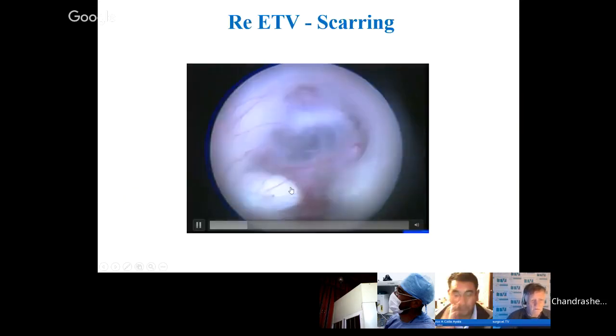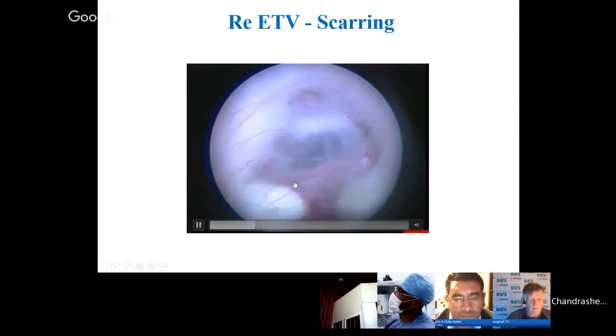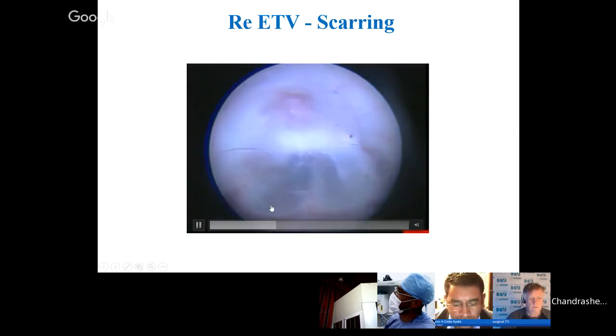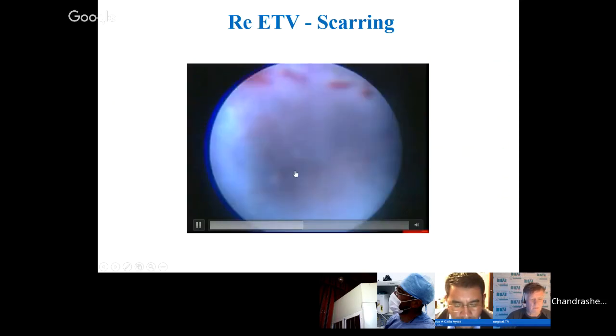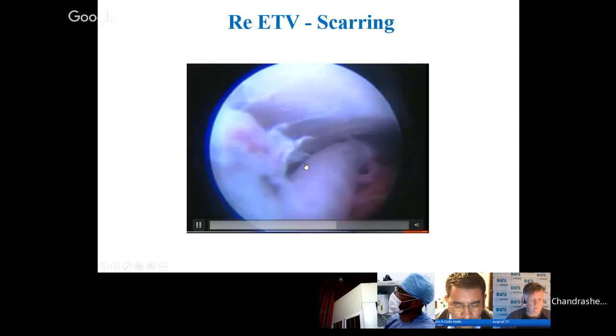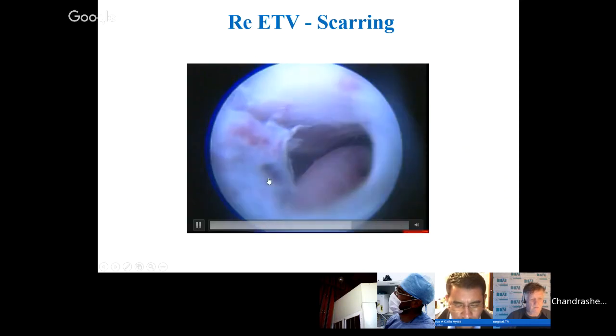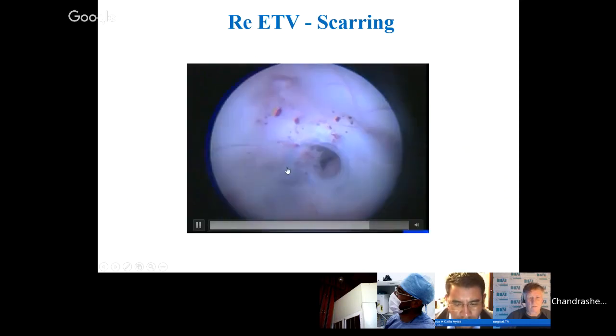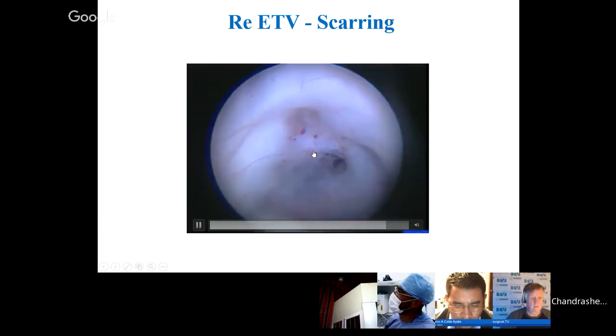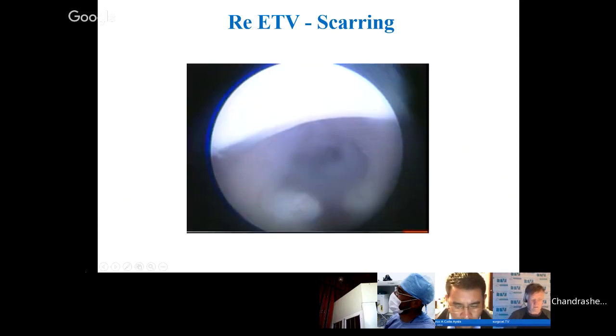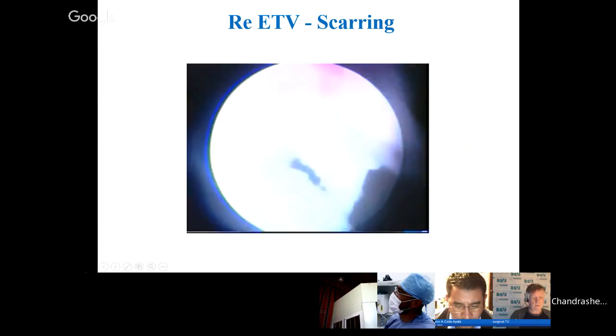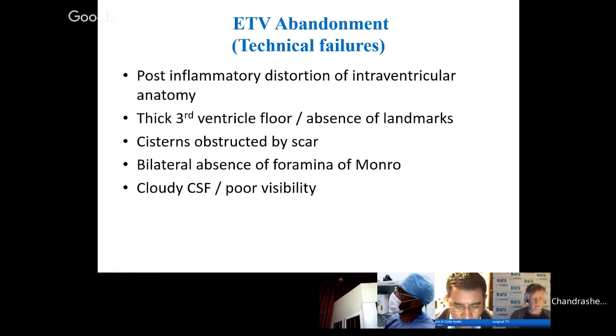Re-ETV: there are some patients where we have attempted it a second time. This is a post-infective hydrocephalus. You can almost see the scar on the third ventricular floor, and we have opened this with the scope itself. There are a couple of scopes which can be used directly, which have a blunt tip, and here we have been able to make a good opening. And this child I had operated several years ago has developed quite well.